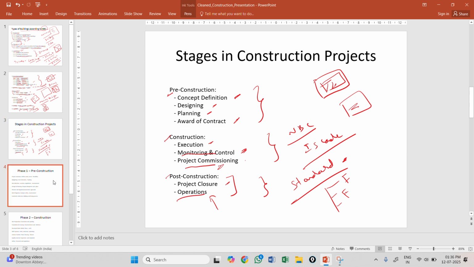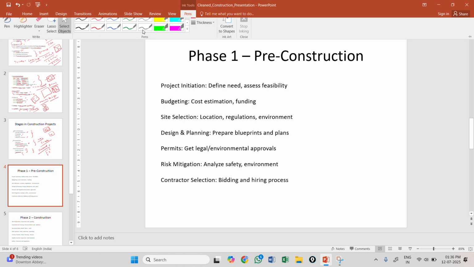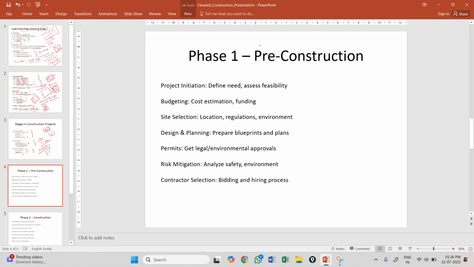Now I'll be explaining the phase-wise projects. So the first one, pre-construction. What normally happens is project initiation. We define the need, access, visibility. We ask the client what his project initiation is like, how he wants it to be. Then we ask him the cost. I mean cost and estimation, how much he wants to pay us.